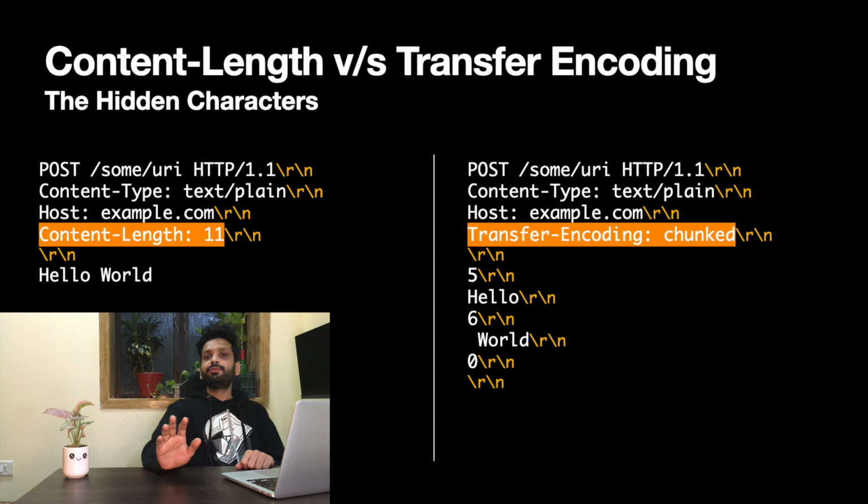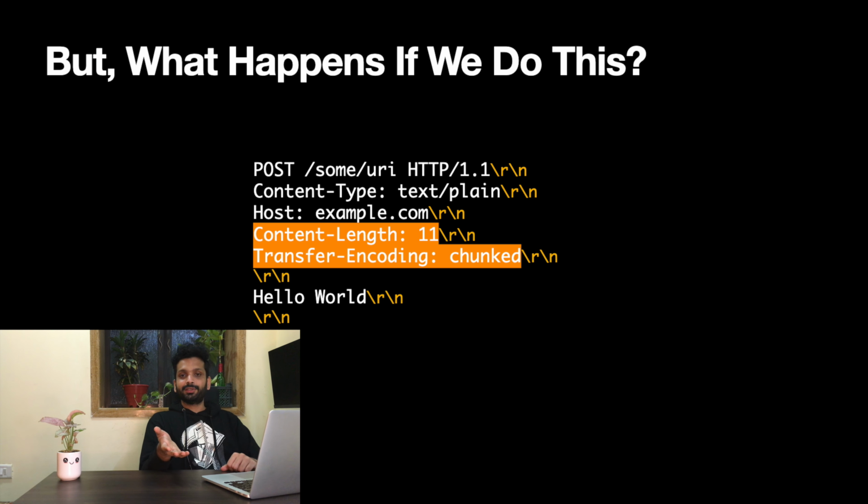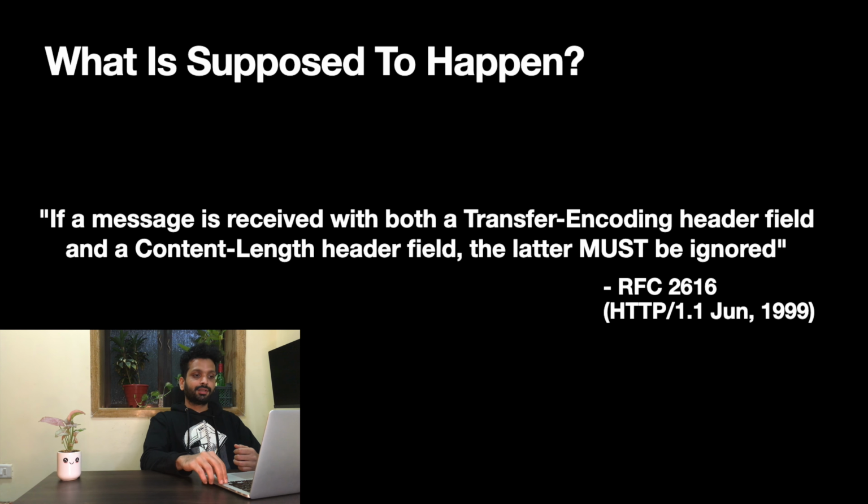So now we have looked at both the content length headers and the transfer encoding headers and how these headers can be used to form HTTP requests. But what would happen if we do this? What would happen if an HTTP request contains both the content length header and the transfer encoding header? How is the server supposed to interpret such a request? Is it supposed to do it as per the content length header or as per the transfer encoding header? Let's look at what the RFC has to say about it.